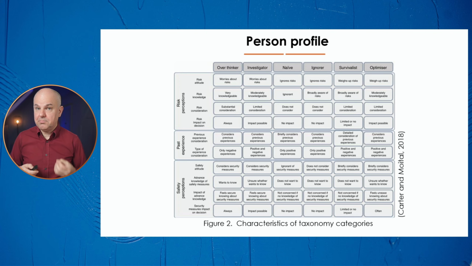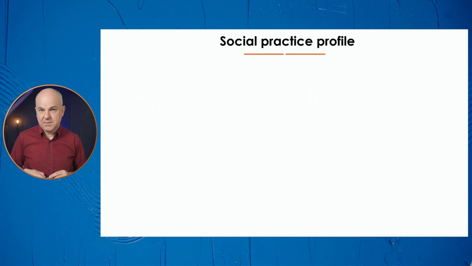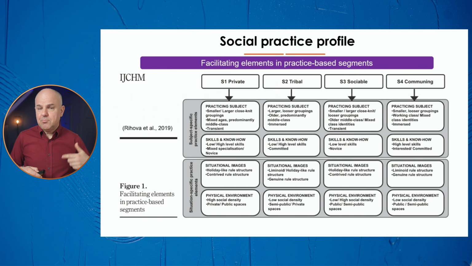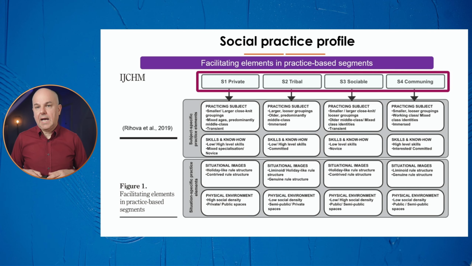And then we can use abstract thinking to create abstract profiles. For example, person profiles. Here you have 6 profiles based on risk and security perceptions: the overthinker, investigator, naive, ignorer, survivalist, and optimizer. And then the abstract characteristics of each of them. You can do it for social practices. So here it's not about profiling people, but profiling social practices, what we call practice-based segments. We've got 4 segments: private, tribal, sociable, and communing. And then you've got the characteristics along certain dimensions that are used to profile each practice-based segment.